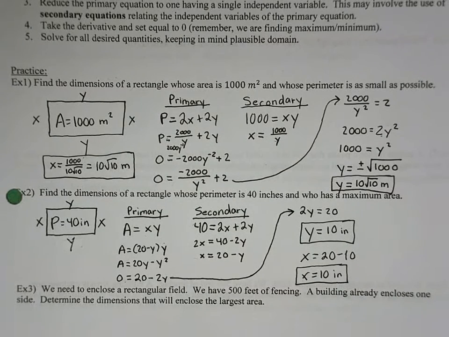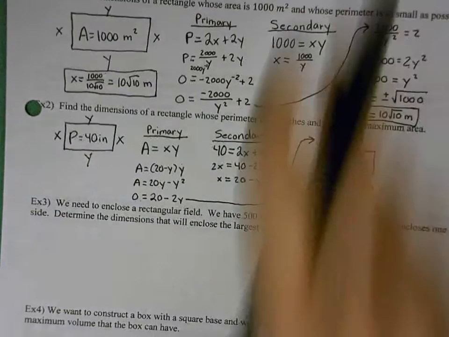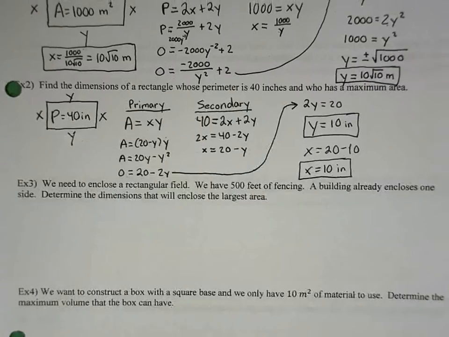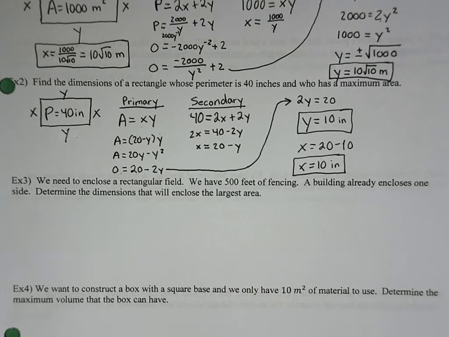Okay. We're going to do 3 more of these. Okay, example 3. We need to enclose a rectangular field. We have 500 feet of fencing. A building already encloses one side. Determine the dimensions that will enclose the largest area.